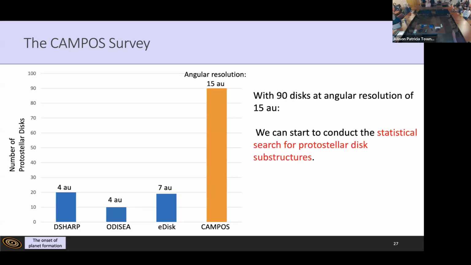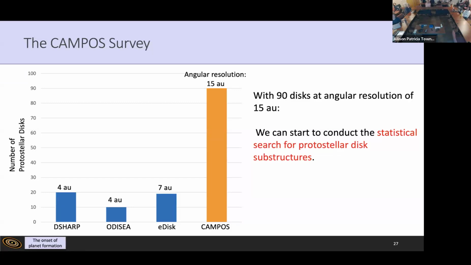Here is a comparison of our CAMPOS survey with three other surveys. The famous DSHARP survey and ODISEA have very high angular resolution, with linear resolution around 4 AU. The eDisk large program has angular resolution around 7 AU. Our angular resolution is a bit lower, around 15 AU, but we have 90 sources, so the number of sources is way more compared to DSHARP, ODISEA and eDisk.